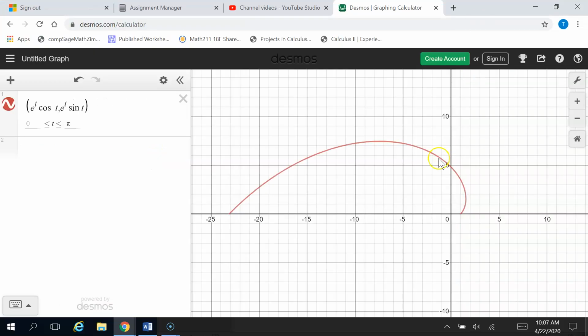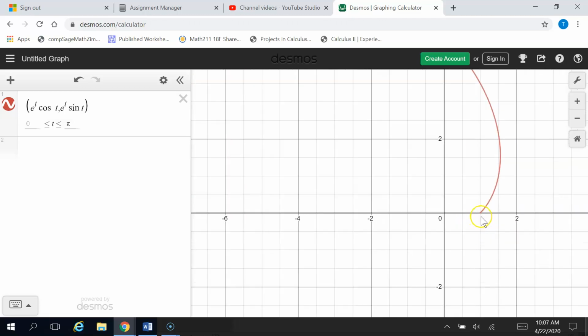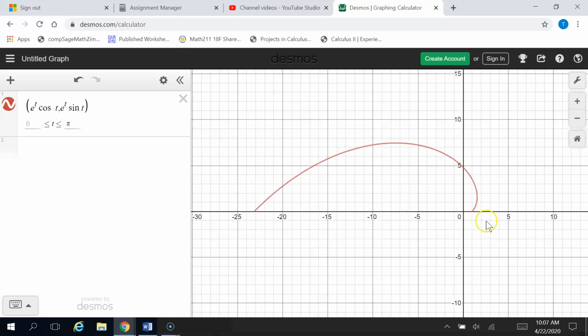I went into Desmos here and graphed it. So e to the t cosine t, e to the t sine t for your x and y coordinates from 0 to pi for your parameter. It makes this graph. I know it doesn't look like it, but here it's starting at 1, and then it's kind of looping back behind itself, back this way.